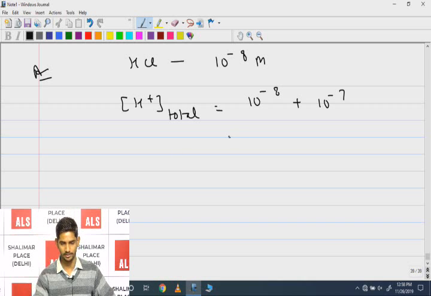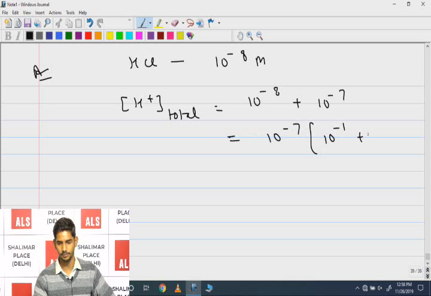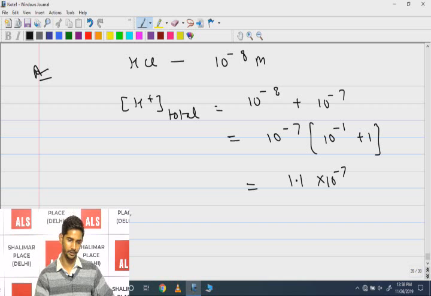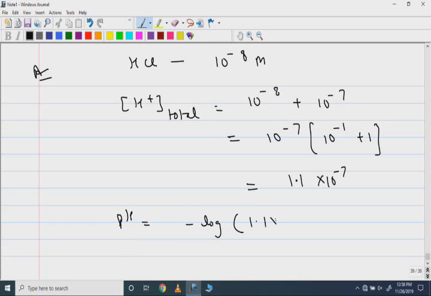Now just add this. 10 to the power minus 7 will be taken as common. 10 to the power minus 1 plus 1. On solving, this is 1.1 into 10 to the power minus 7. Now calculate the pH: minus log of 1.1 into 10 to the power minus 7. When you solve it, you will get 6.97.